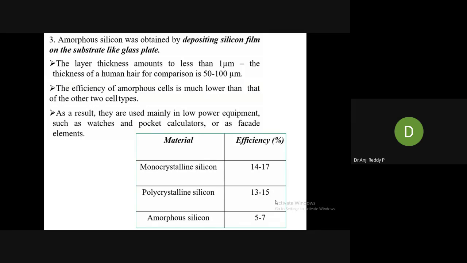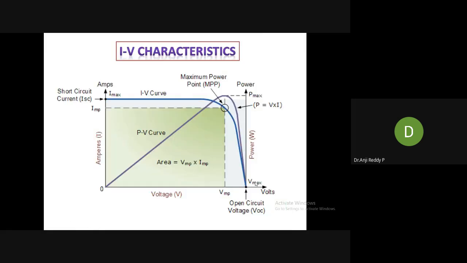We have 3 types of solar cells: monocrystalline, polycrystalline, and amorphous. These are the points about amorphous solar cells, and these are the efficiencies. The next topic is very important: characteristics.